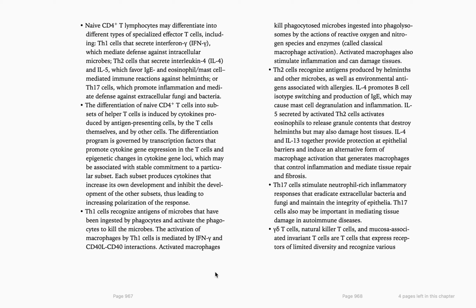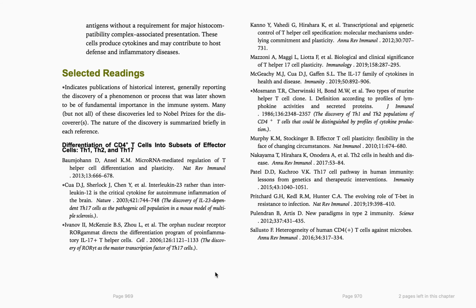The T helper 17 cells stimulate a neutrophil-rich inflammatory response that eradicates extracellular bacteria and fungi and may maintain the integrity of epithelia. T helper 17 cells also may be important in mediating tissue damage in autoimmune disease. Gamma delta T cells, natural killer T cells, and mucosa-associated invariant T cells are T cells that express receptors of limited diversity and recognize various antigens without a requirement for major histocompatibility complex associated presentation. These cells produce cytokines and may contribute to host defense and inflammatory diseases.